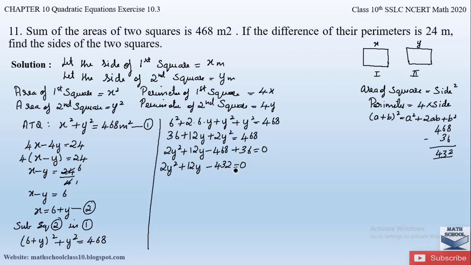So here if you observe, we can take 2 common outside. So if you take 2 outside, you will be left here with y square, 6y minus 432 can be written as 2 into 216. If you divide 432 with 2, you will get 216. So you will be left with 216 is equal to 0. Now you can send 2 to the right hand side. So divided by 0, it will become 0 only. So you will be left with y square plus 6y minus 216 is equal to 0.